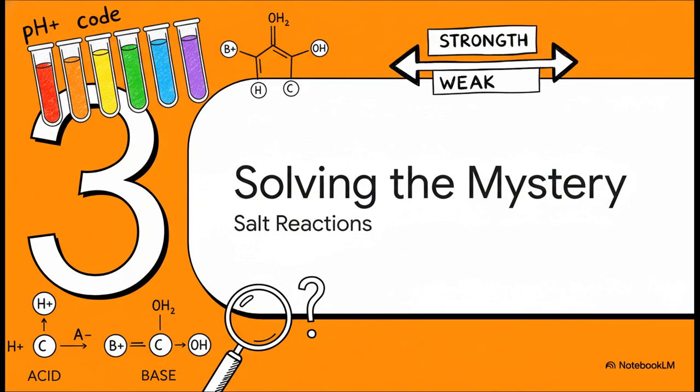Okay, deep breath. We have all of our clues in hand. We've got the pH color code, we know what acids and bases are, and we've got this critical idea of strength. It is time. Let's put it all together and finally solve the mystery of our colorful test tubes.